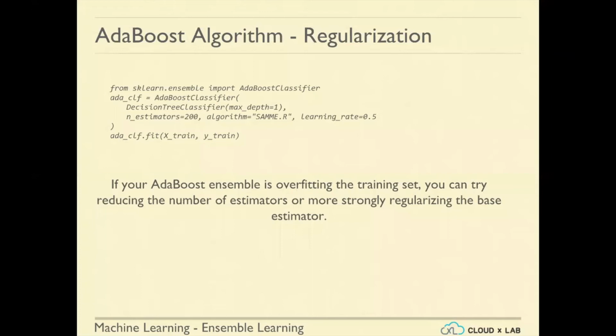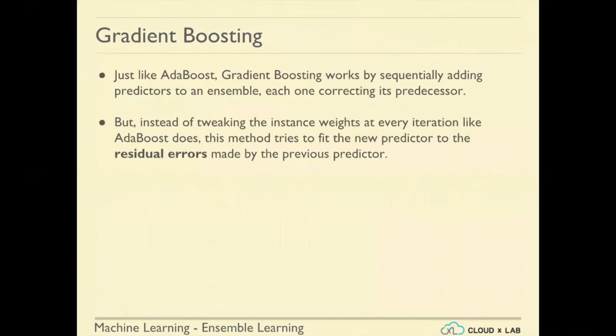So if your AdaBoost ensemble is overfitting the dataset, you can try reducing the number of estimators, or more strongly regularize the base estimator. So generally AdaBoost is used with the algorithms which are underfitting, meaning which are really weak learners and have higher bias. Okay, great. So now should we start with gradient boosting?